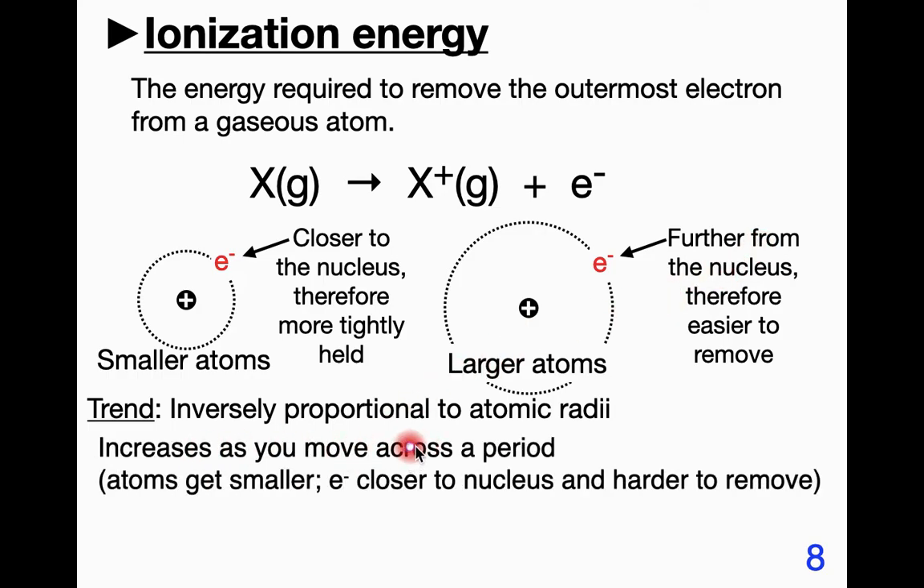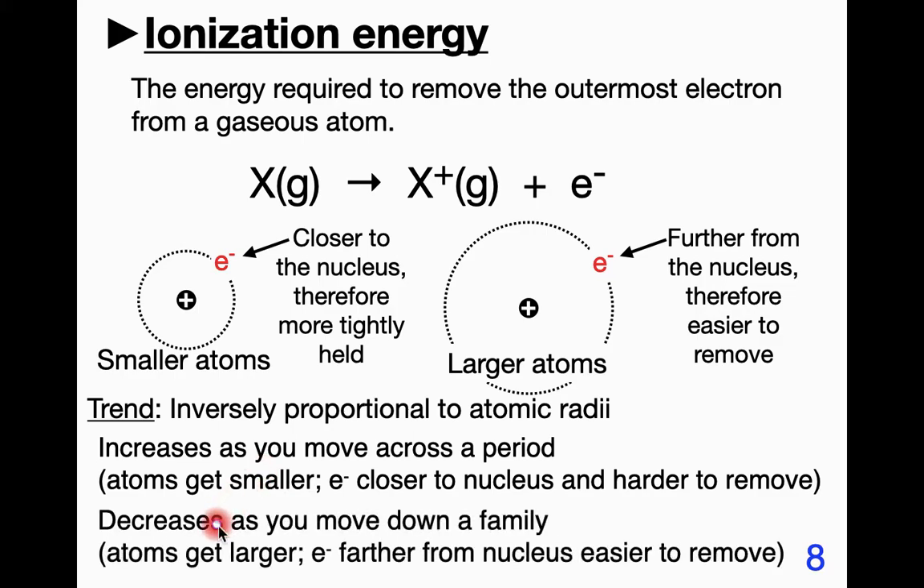Okay, to kind of spell it out here completely, the trend in ionization energy increases as you move across a period. And when we say that, we mean left to right, like reading. Atoms get smaller, electrons are closer to the nucleus, and harder to remove. And it decreases as you move down a family because the atoms get larger. Electrons are further from the nucleus, and therefore easier to remove.